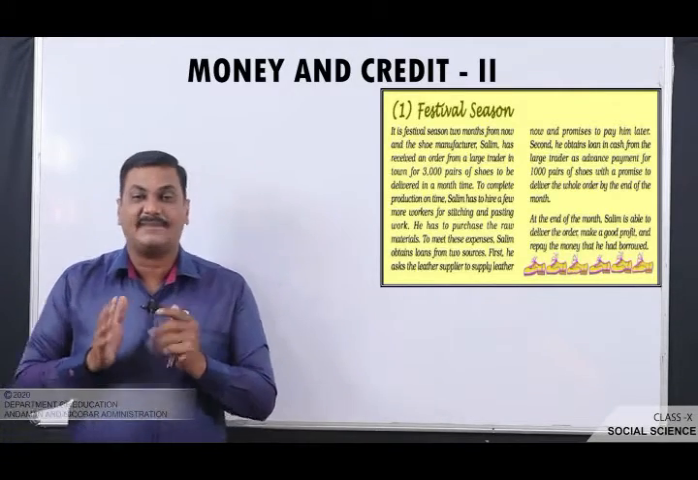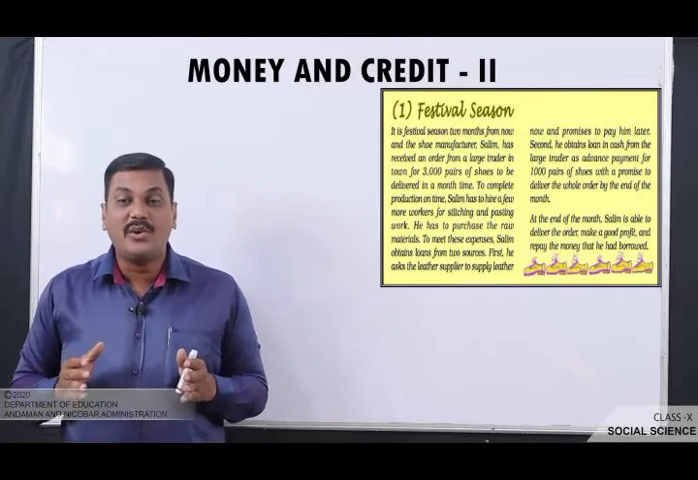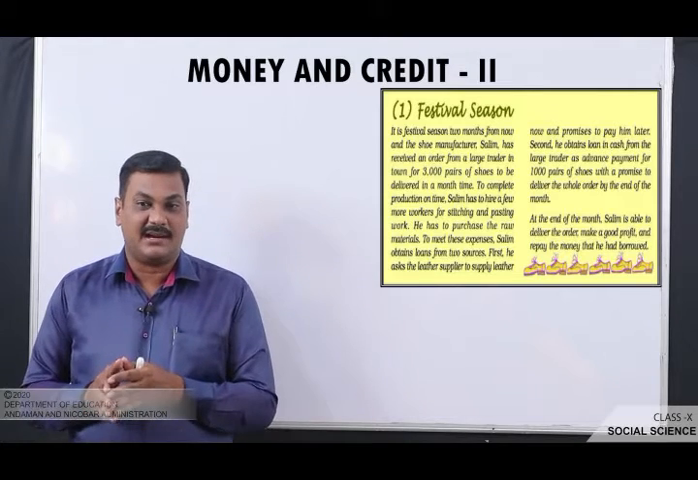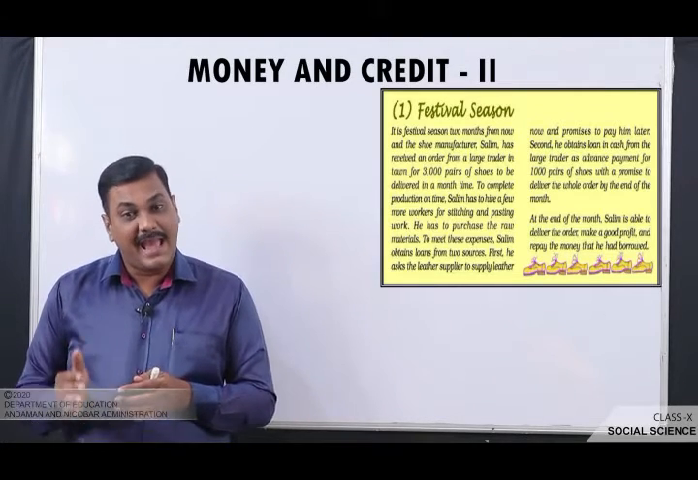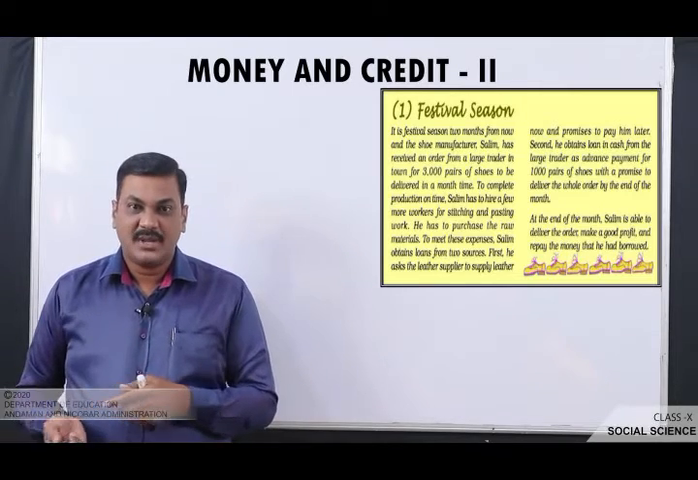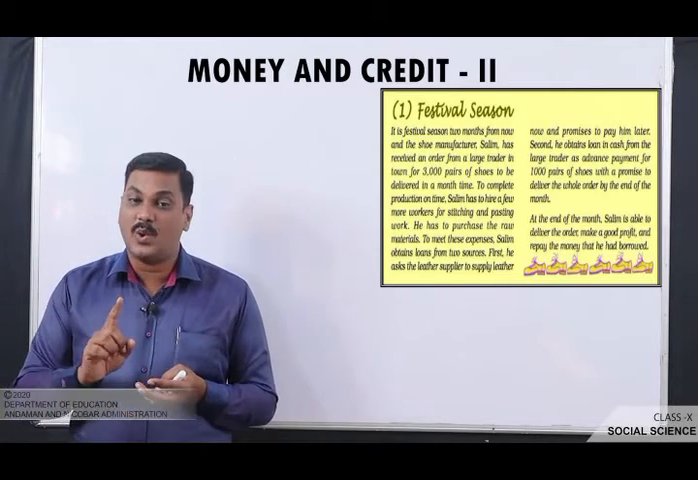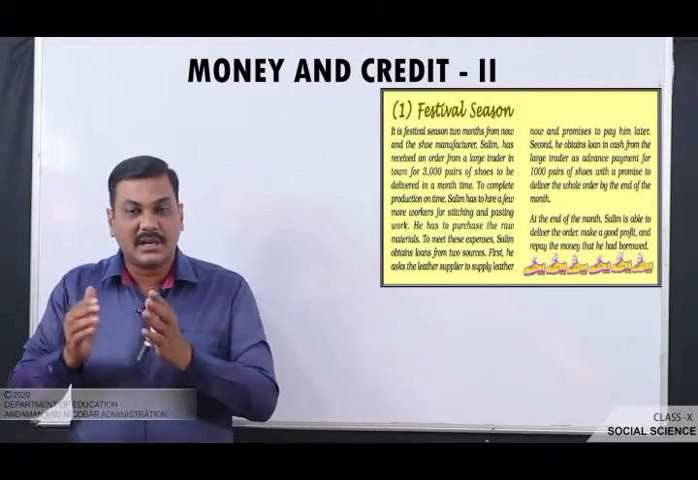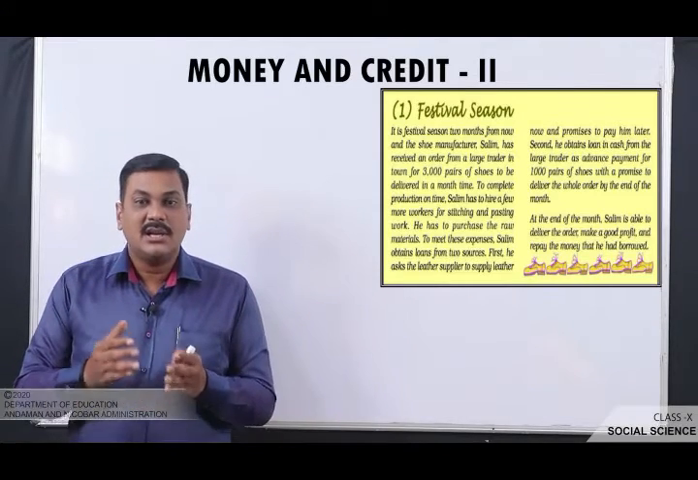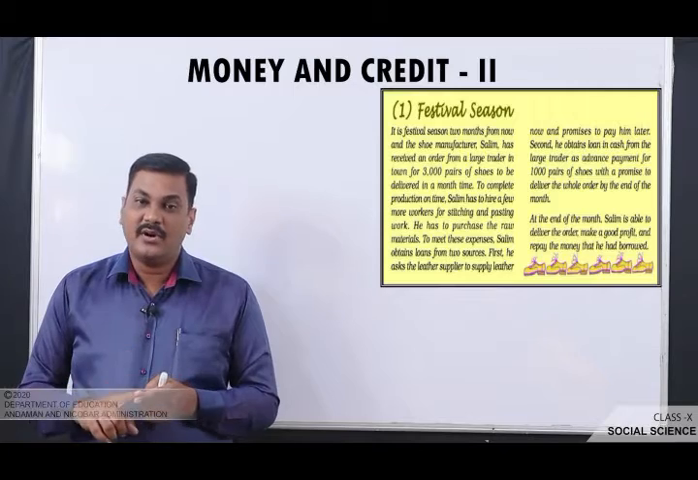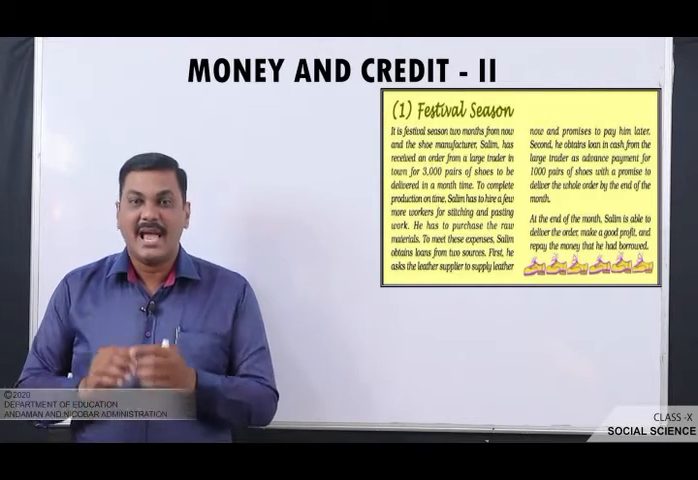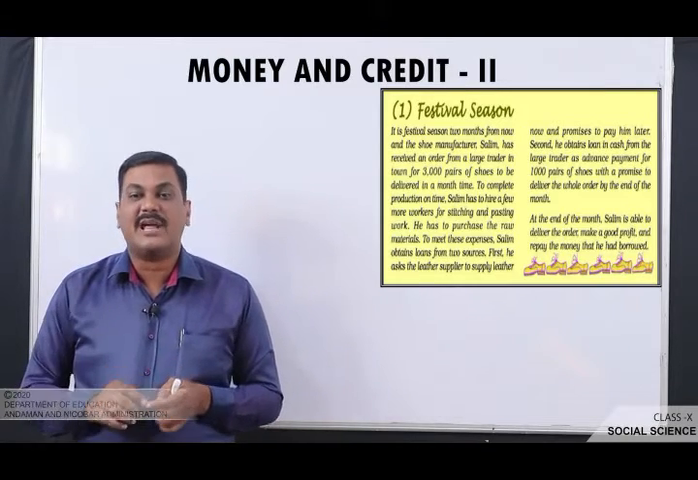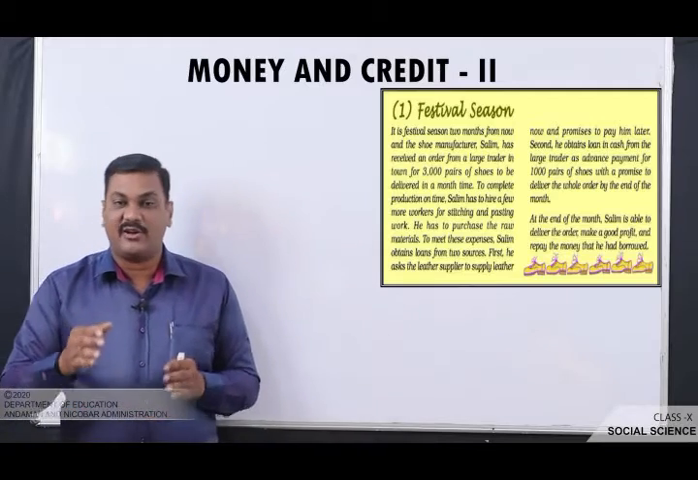To meet these expenses, Salim obtained loans from two sources. First, he asked the leather supplier to supply leather now and promised to pay him later. And second, he obtained a loan in cash from the large trader as advance payment. The trader who gave the order also gave the loan payment for 1,000 pairs of shoes, as he gave the order for 3,000 pairs of shoes with the promise to deliver the whole order by the end of the month.